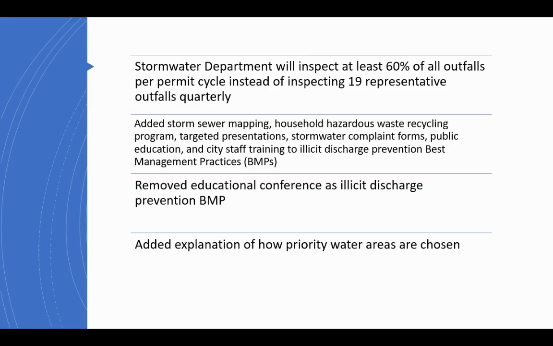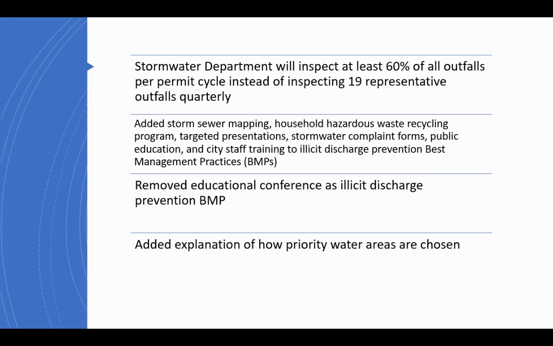We also added a storm sewer mapping project, the household hazardous waste recycling program, targeted presentations to specific audiences that we are concerned may be contributing to pollution. We have those stormwater complaint forms that we previously mentioned. We're going to be doing public education and city staff training to try and prevent illicit discharges. And we're going to be training multiple members of city staff to tell if there's an illicit discharge going on and what they need to do about it. All of those are now newly added to the program to help us reach our minimum control measure goal.